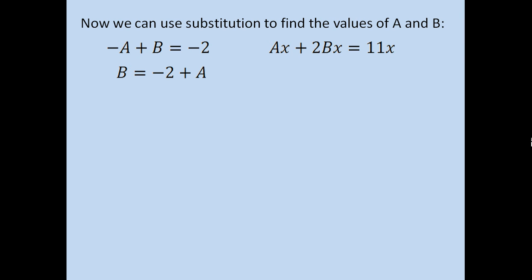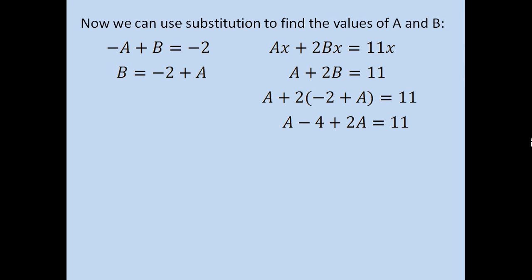First, we find that B = -2 + A, and A + 2B = 11. We're just simply dividing by x in that step. And now we're going to plug in what we found for B using the constant equation. So now we have A + 2(-2 + A) = 11. Now simply multiplying out, A - 4 + 2A = 11. 3A = 15, and A = 5.